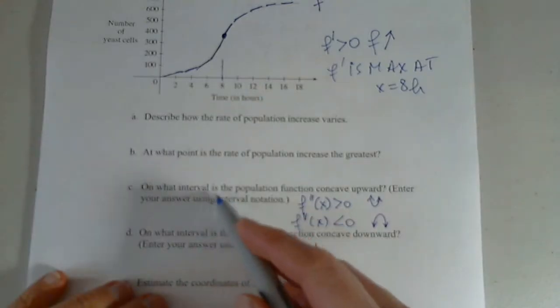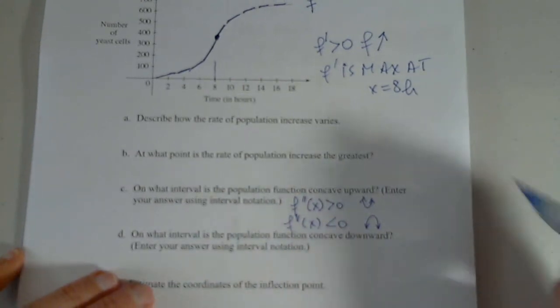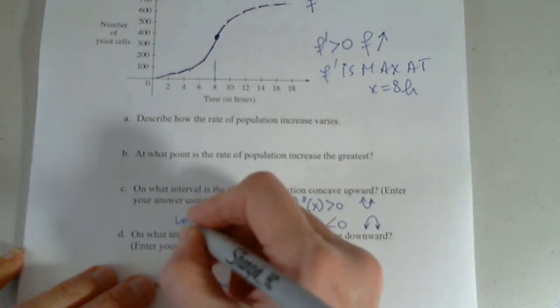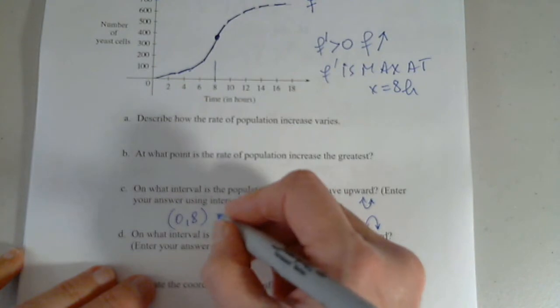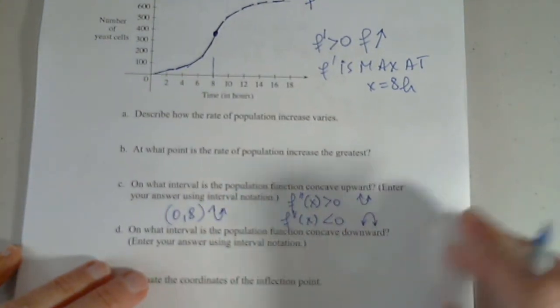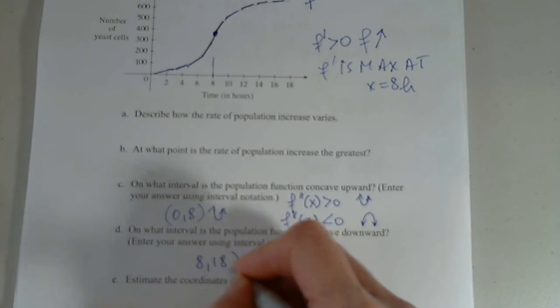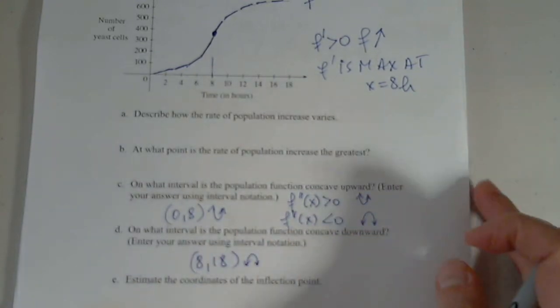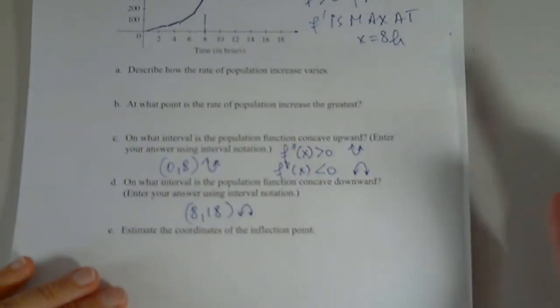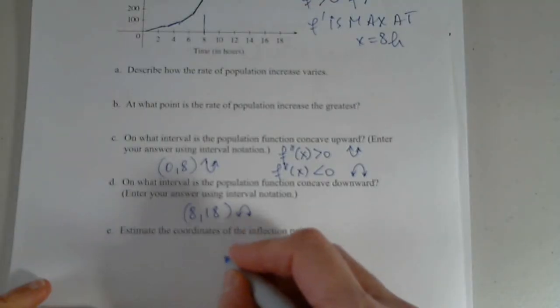So I would say, on what interval is the population function concave upward? Between 0 and 8. Concave downward between 8 and 18. Estimate the coordinates of the inflection point. We already did. 8, 400.